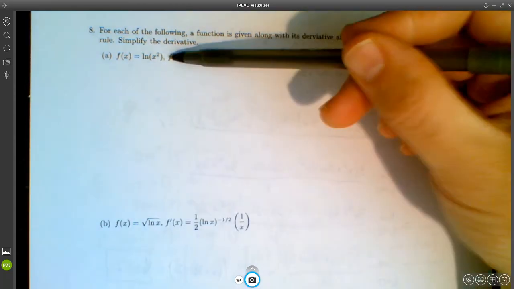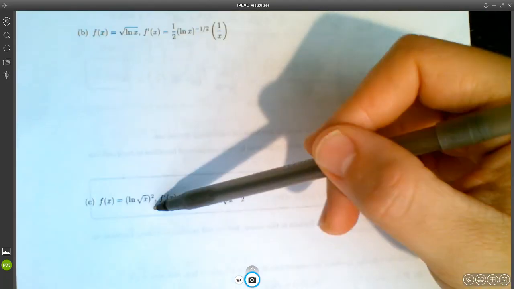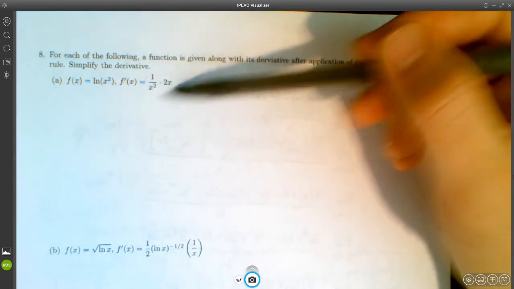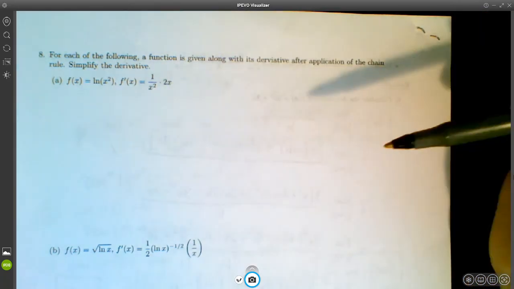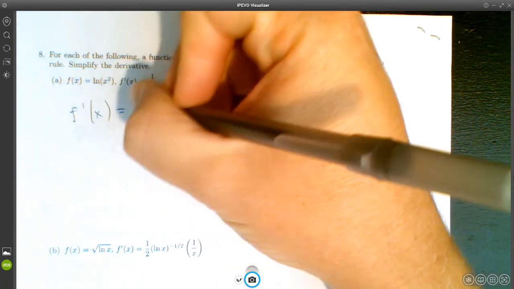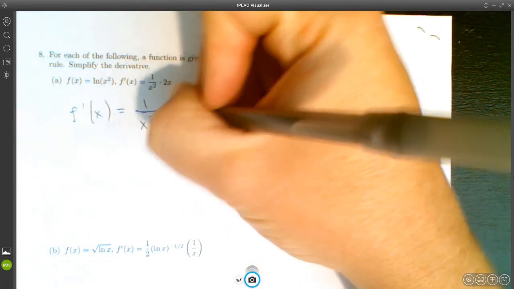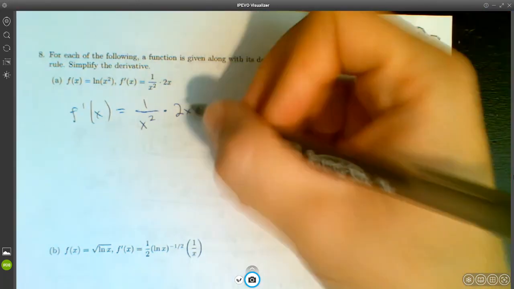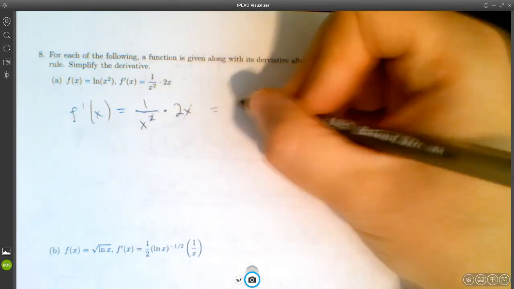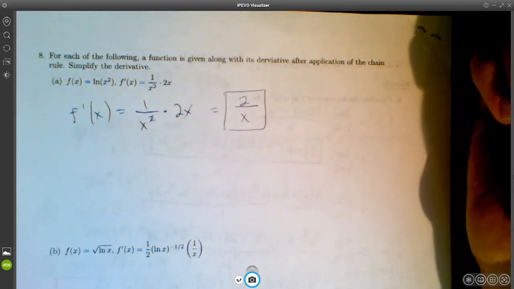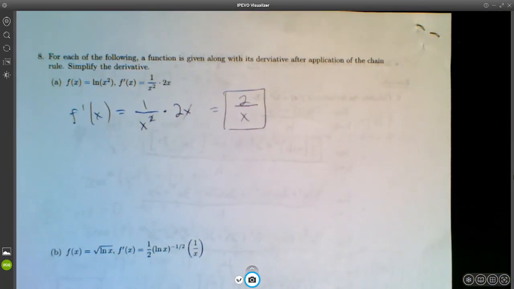Okay, so each of these functions are the functions from the previous page. And if you apply the chain rule to find their derivatives, this is what you get as the result. So for part A, f prime of x is 1 over x squared times 2x. Let's see if we can simplify that. I'm not asking you to do any calculus, I'm just asking you to do the algebra to simplify this expression. 1 over x squared times 2x. This one isn't terrible. I think the x will cancel one of those x's and leave a 2 over x as your final answer. So there's f prime of x.